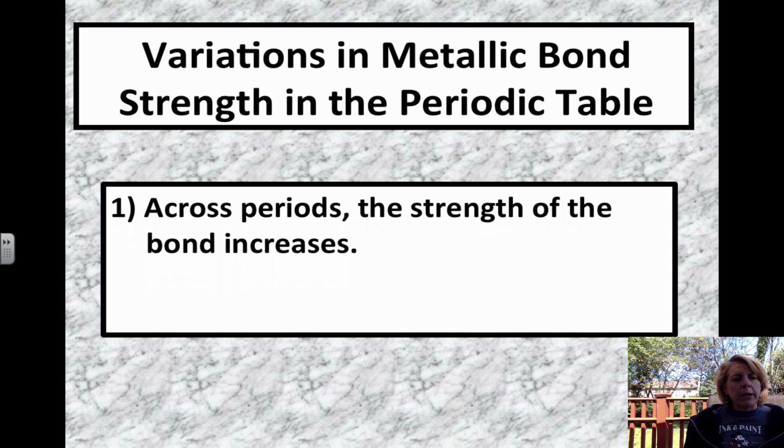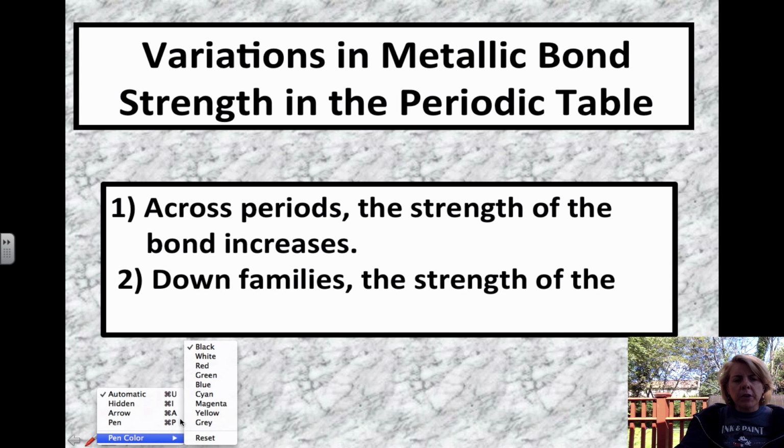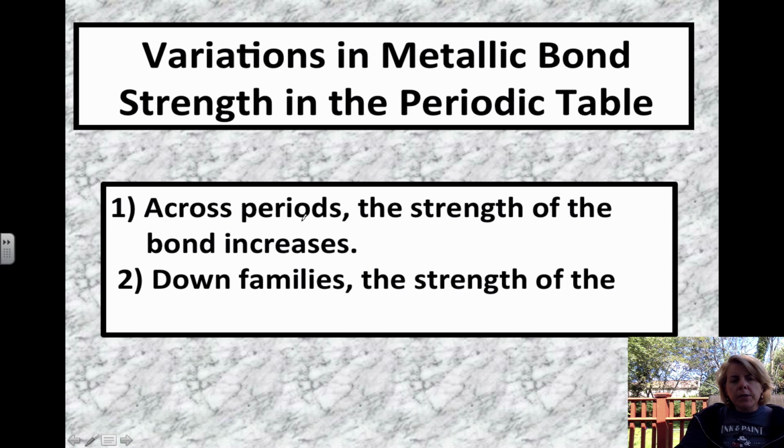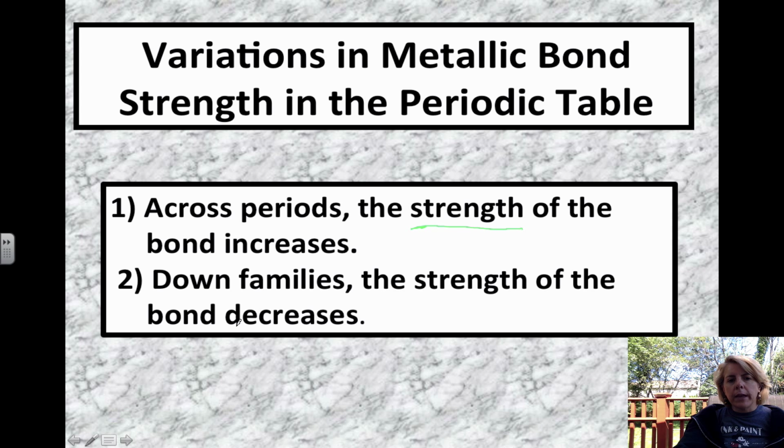Now, this is from a previous unit that we talked about, periodic law. So notice that when you go across a row, the strength of the metallic bond actually increases. So as you go from left to right, the strength will increase. If you go down families, notice that's not necessarily the case. The strength actually decreases as you go down a column. So if you want to increase metallic bond, you want to go to the right and you want to go up.